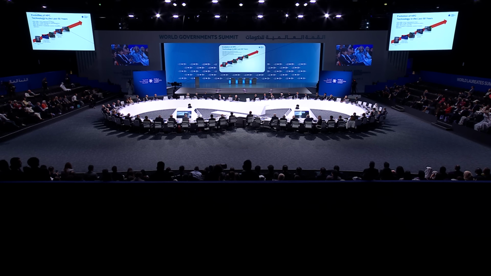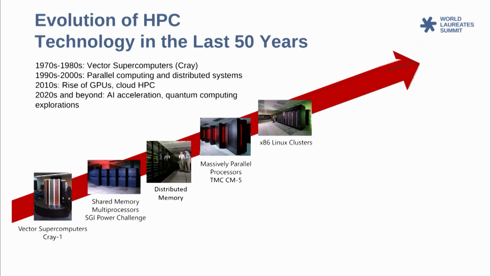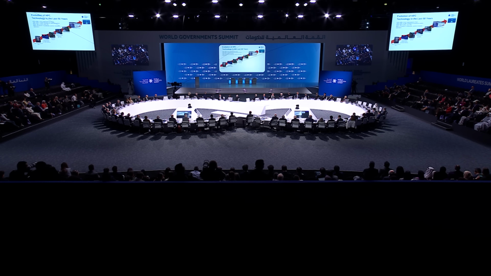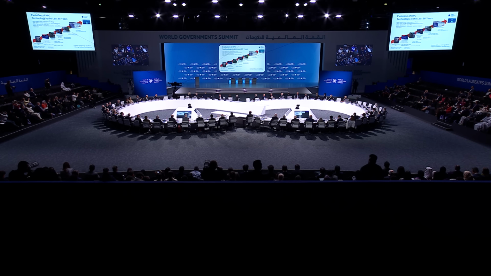So we've seen this transition from vector to shared memory parallel computers to distributed to massively parallel to clusters. And today we have this accelerated computing, which uses GPUs and conventional computers. And on the horizon, of course, is the potential for doing quantum computing. And AI is really augmenting all of that computation to help us understand things better.